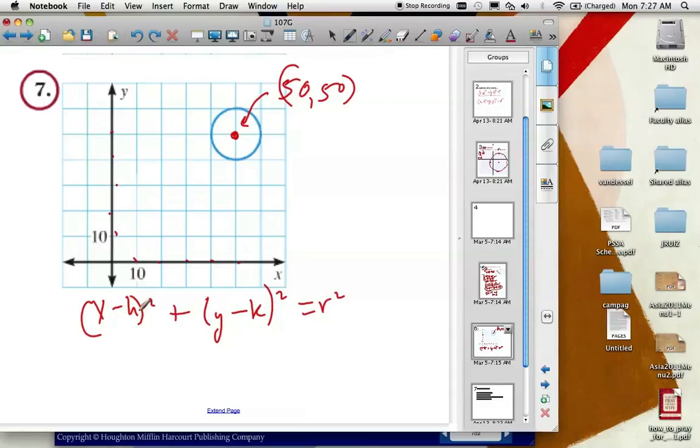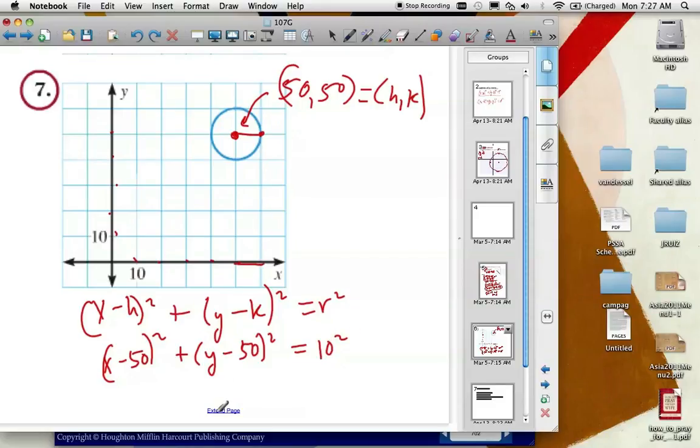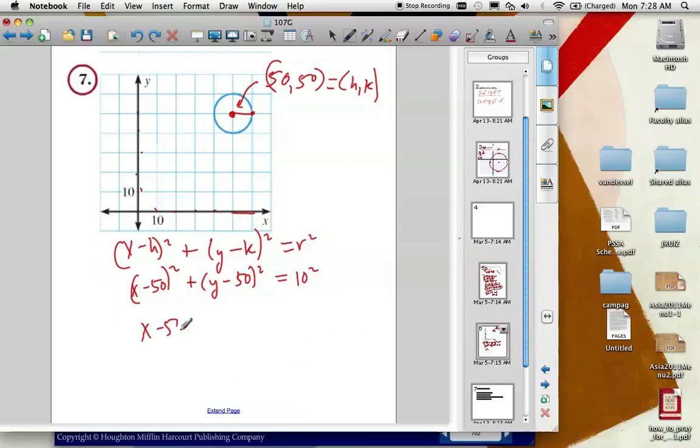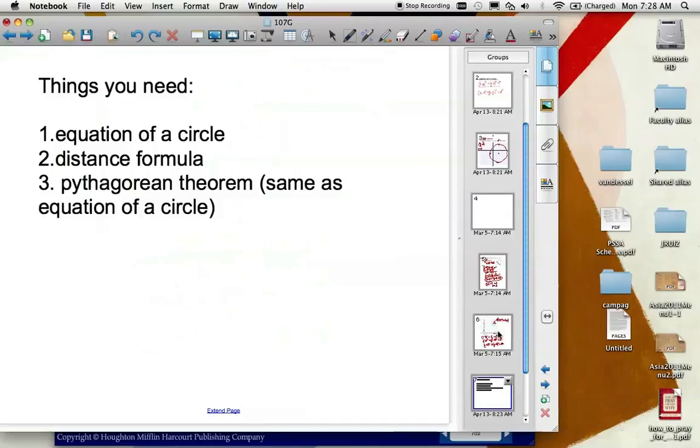So my center is 50, 50, so I just plug in the center, which is, again, h and k, squared, plus y minus k, 50 squared equals whatever my radius is. Well, how far is it from here to here? Oh, look, it's 10. So this is really 10 squared. And then to write it completely, y minus 50 squared equals 100, which is 10 squared. And that's pretty much the gist.